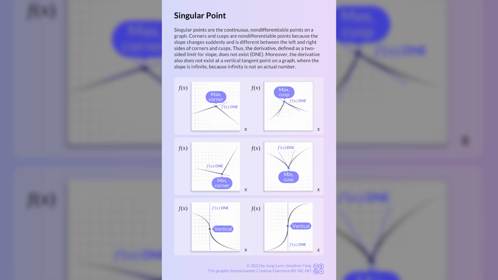The purpose of this graphic is just to recognize what are singular points, either something that's sharp, where that derivative just doesn't exist because the left slope and the right slope are different, or that slope at the point is infinity.